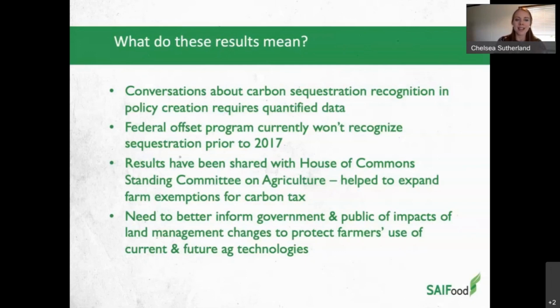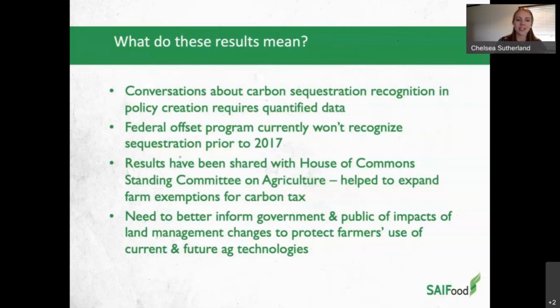The results of my study have already been shared with the House of Commons Standing Committee on Agriculture, and they did help to expand farm exemptions for the carbon tax. And this just shows that these results and these discussions are relevant for current policy deliberations, and also they're required by policymakers when making these policy decisions.